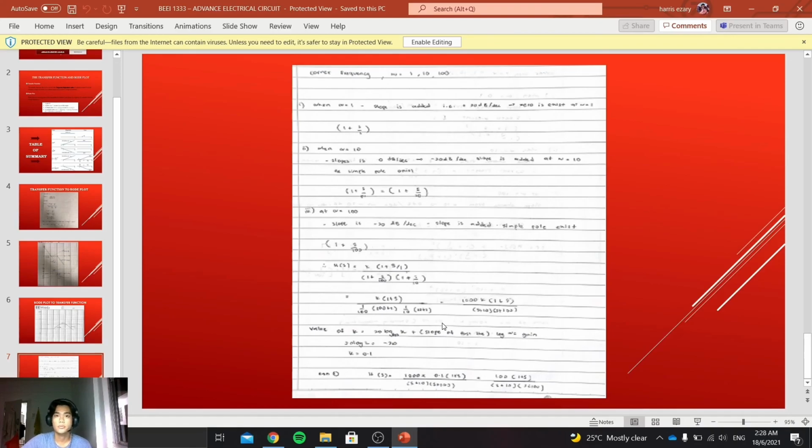and how to find the transfer function from a given Bode plot.